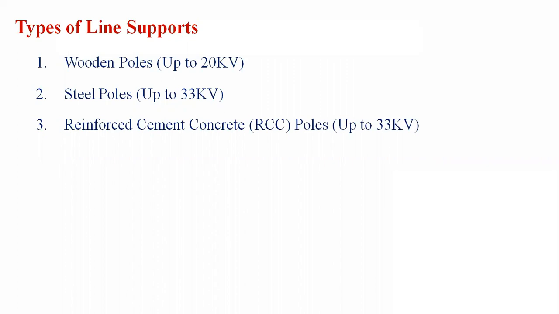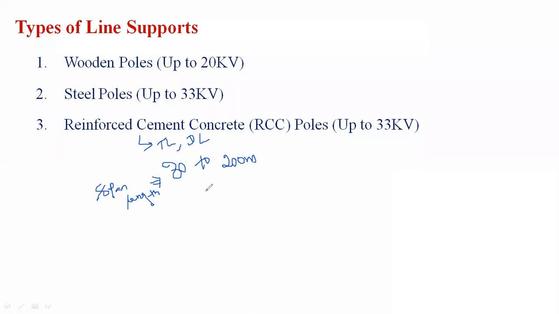In recent years, these RCC poles are mainly used for distribution as well as for transmission purposes. They are used for both transmission lines as well as distribution lines. In the RCC pole, they are used for single circuit as well as for double circuit, and the span length is 80 to 200 meters. But in the steel pole, the span length is 50 to 80 meters.